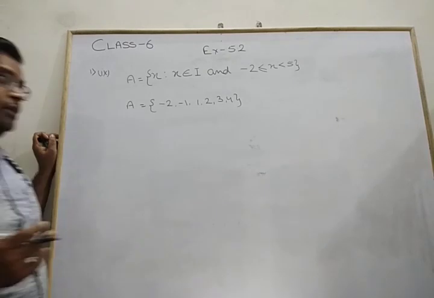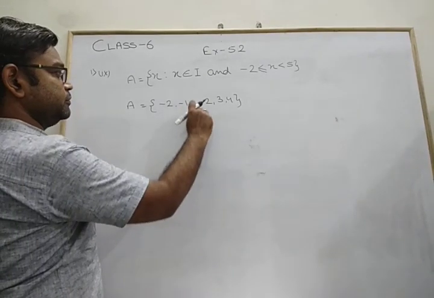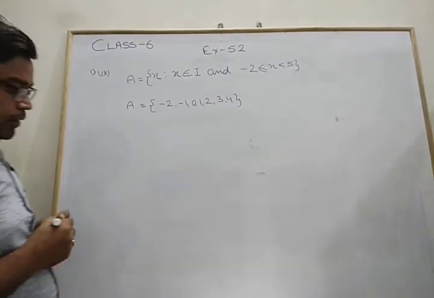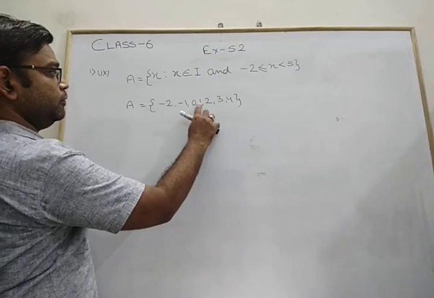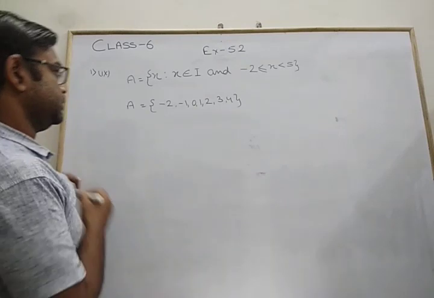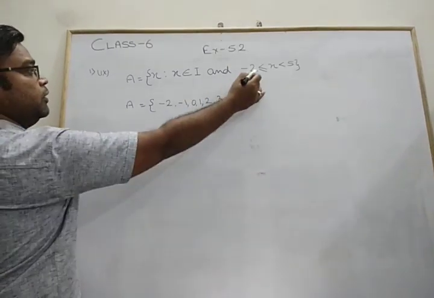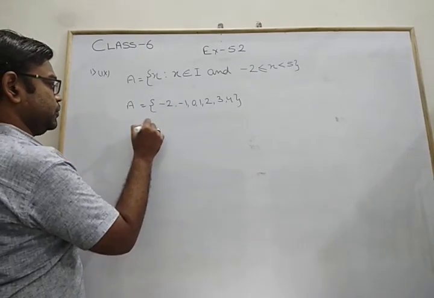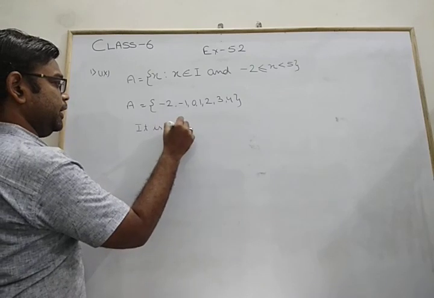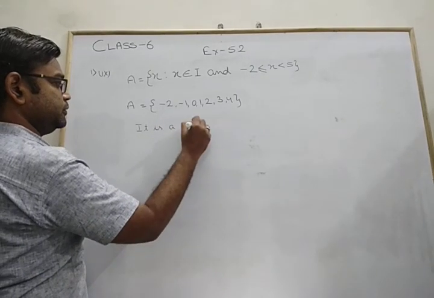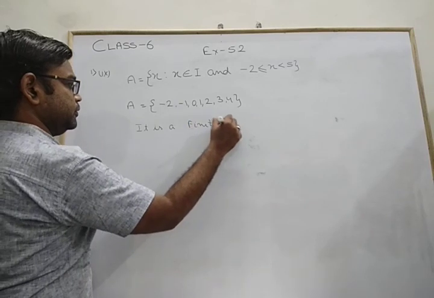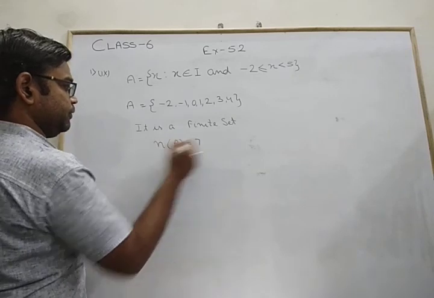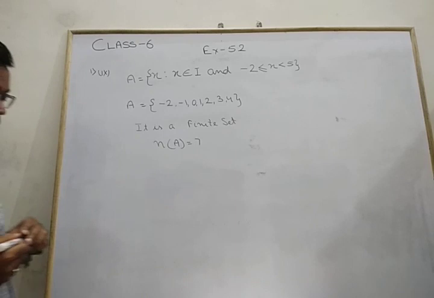Is there any missing? Yes, 0 is missing. 0 itself is an integer. So how many numbers do we have? 1, 2, 3, 4, 5, 6, 7. There are 7 numbers, including minus 2 and excluding 5. So it is a finite set having cardinal number n of A equals 7. Having cardinal number 7, it is a finite set.